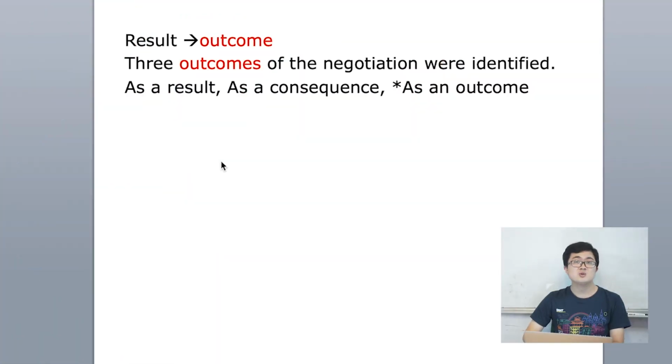Now, the next word to use is outcome instead of result. So here, for example, you can write three outcomes of the negotiation were identified. I have two academic words in here, outcome and identified.